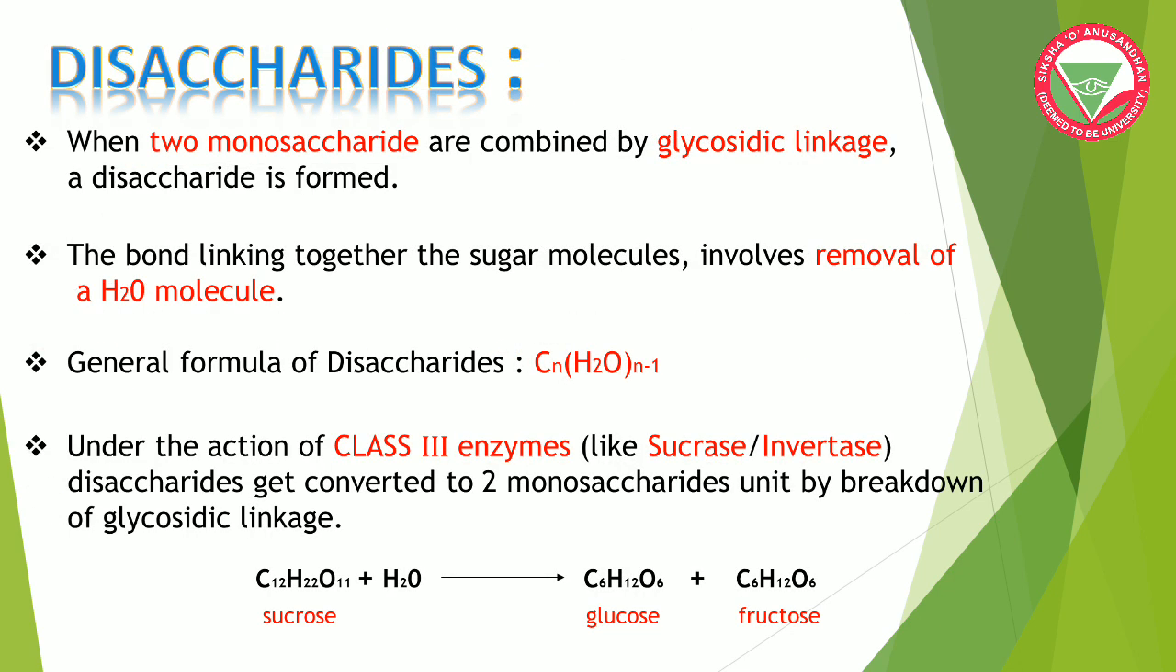Disaccharides are formed by two monosaccharide units with a glycosidic bond between them. A glycosidic bond is a bond between a hemiacetal or hemiketal group with the OH group of a carbon atom of a carbohydrate or a non-carbohydrate. It is formed by the loss of a water molecule. Class 3 enzymes digest disaccharides into their monosaccharide units in the digestive system.